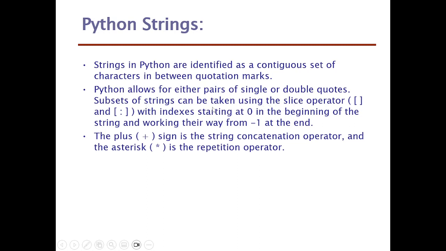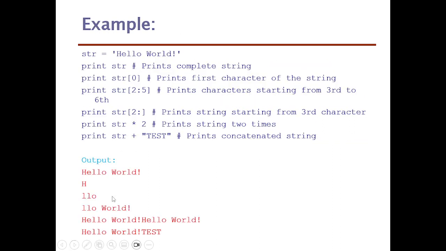Subsets of strings can be taken using the slice operator, with indexes starting at 0 at the beginning of the string and working their way from -1 at the end. The plus sign in a string is concatenation, so you use the plus sign for concatenation. Then the asterisk is the repetition operator.